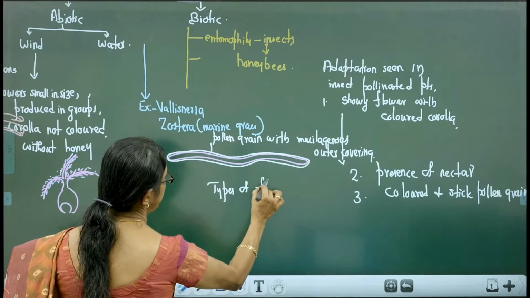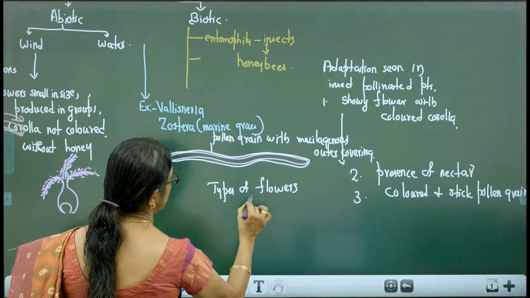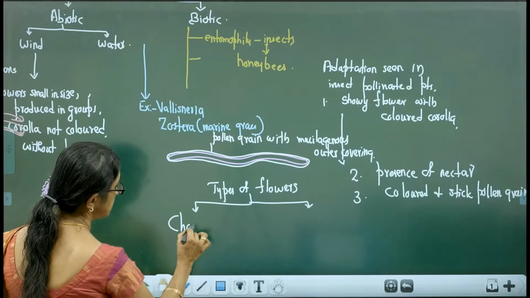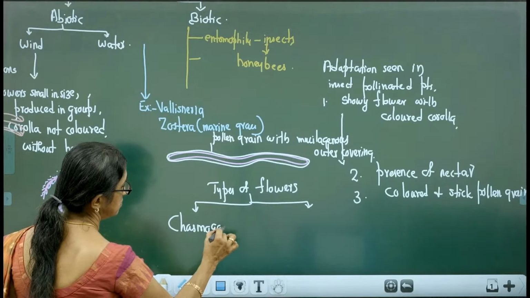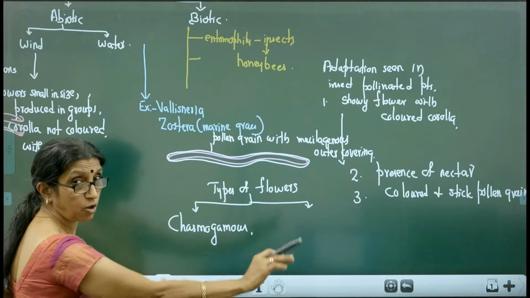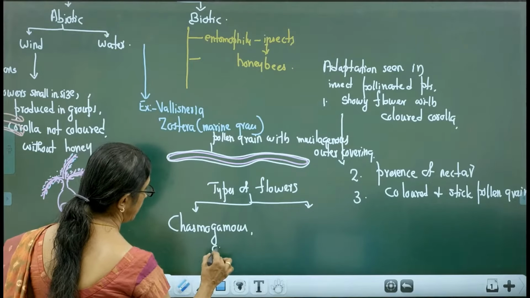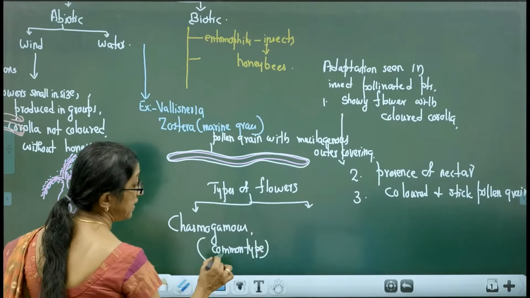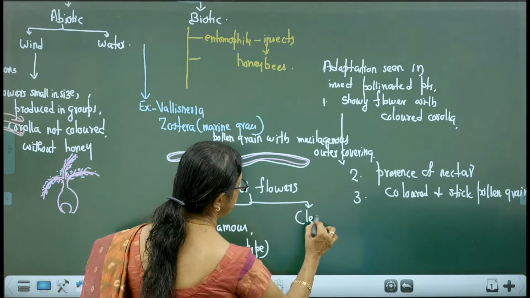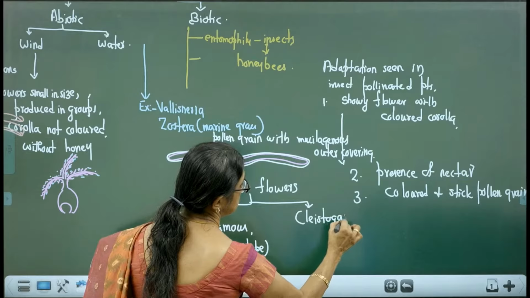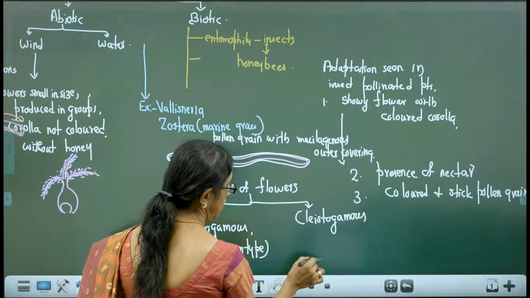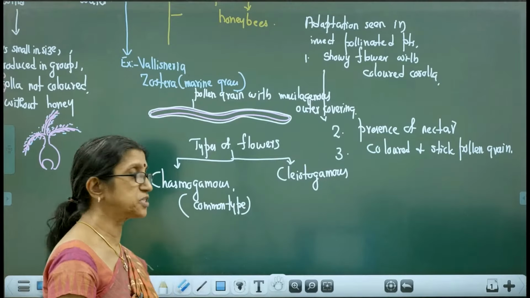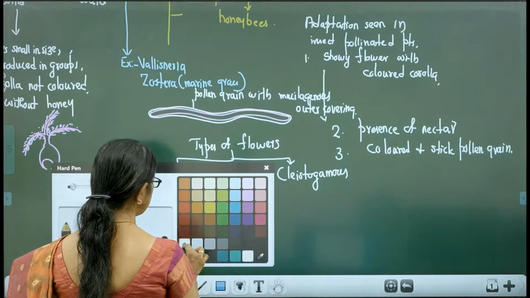Types of flowers. Chasmogamous. This is the most common type. And second is called cleistogamous. What are cleistogamous flowers? Even after maturity, it remains in a bud condition. So remains in bud condition.